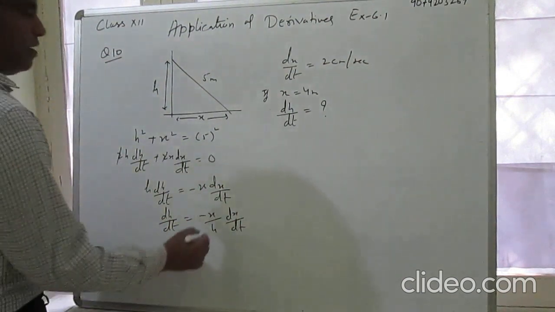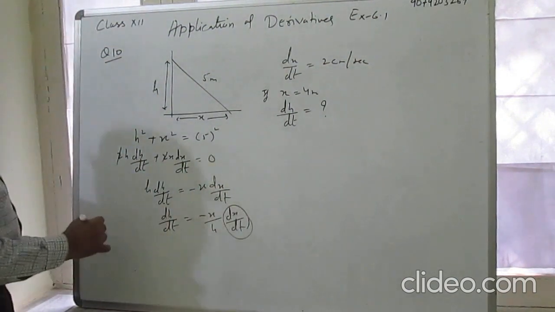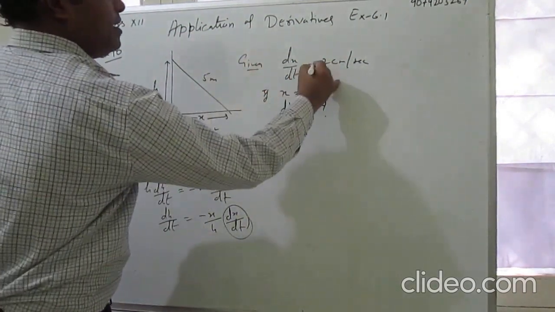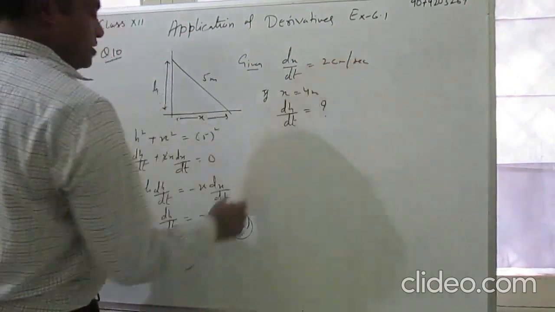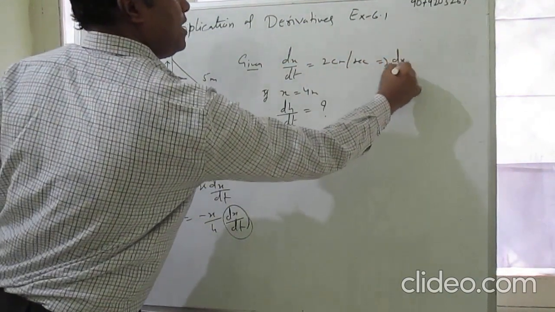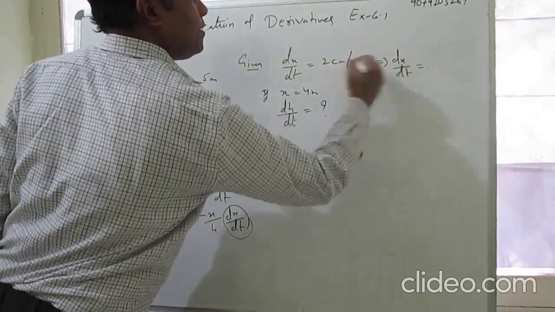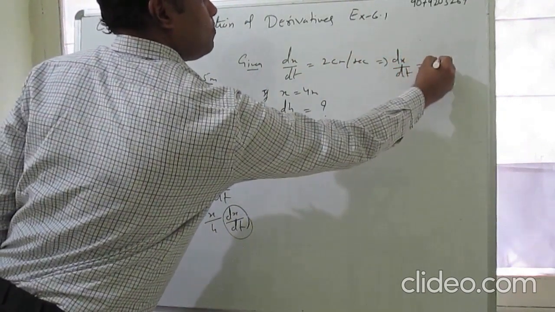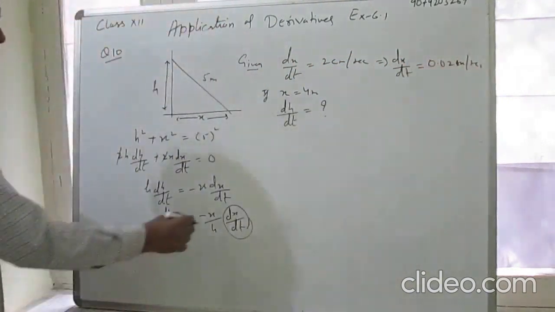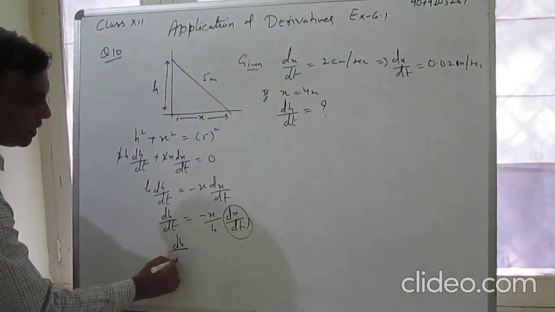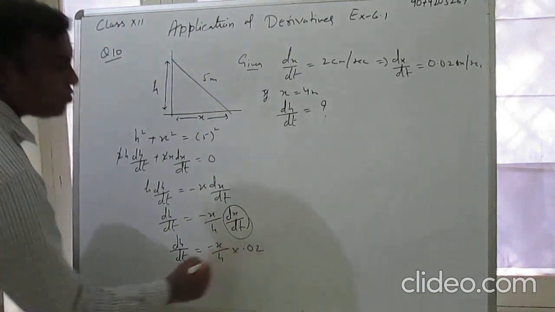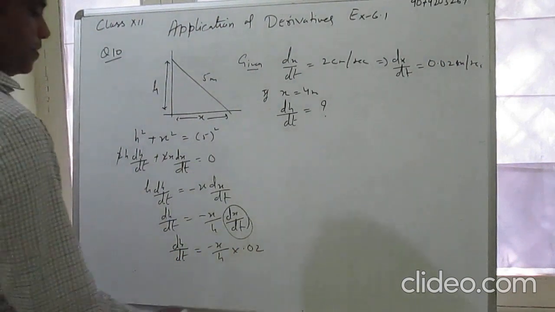Now we can put the value of dx/dt from the given relation. This is given to you. So here dx/dt is 2 cm per second and your unit is in meter. So you convert: dx/dt is equal to 2 meter divided by 100, it is 0.02 meter per second. So put it here, dh/dt is equal to minus x upon h into 0.02 meter per second.